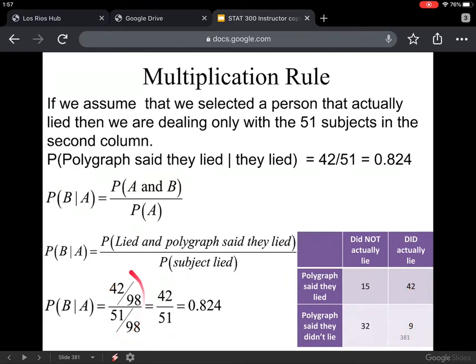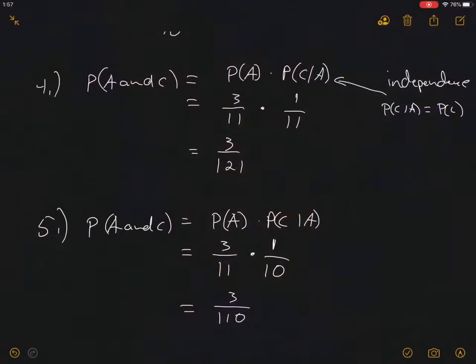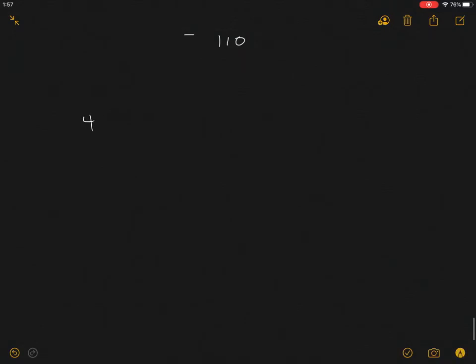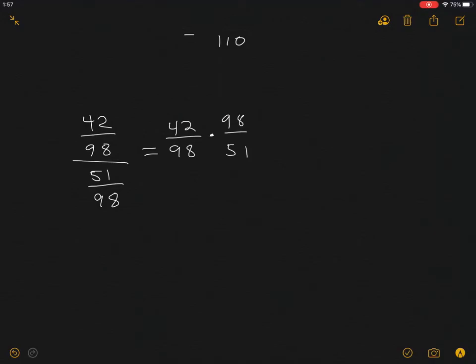And so if you think about this, the complex fraction here, the 98s will cancel if you flip and multiply. You can get 42 out of 51. Remember, let me actually do that. So we have 42 98ths divided by 51 98ths. Dividing one fraction by the other is the same thing as multiplying 42 98ths by 98 51sts. In that case, the 98s will cancel. You can get 42 51sts. I skipped that step in the notes. I think I didn't have enough room, so I want to show you guys that.